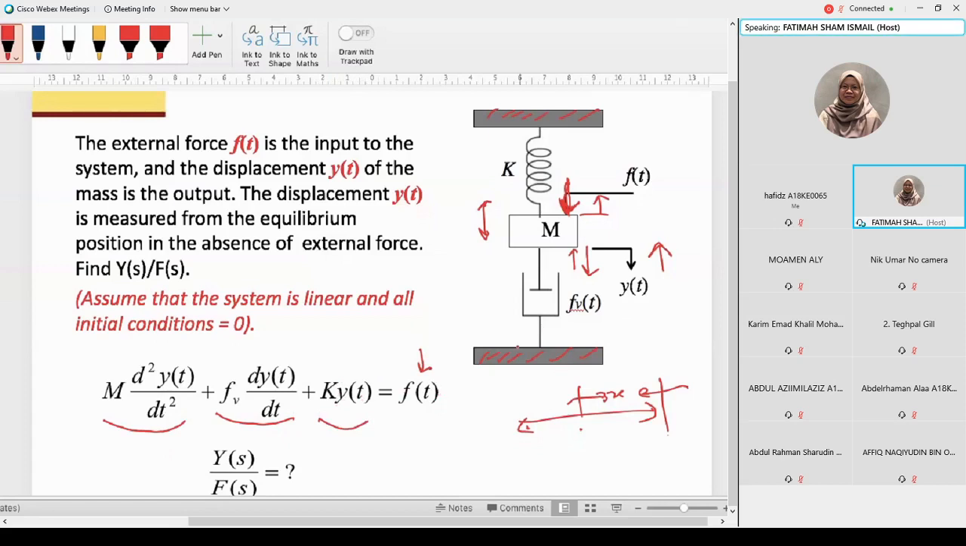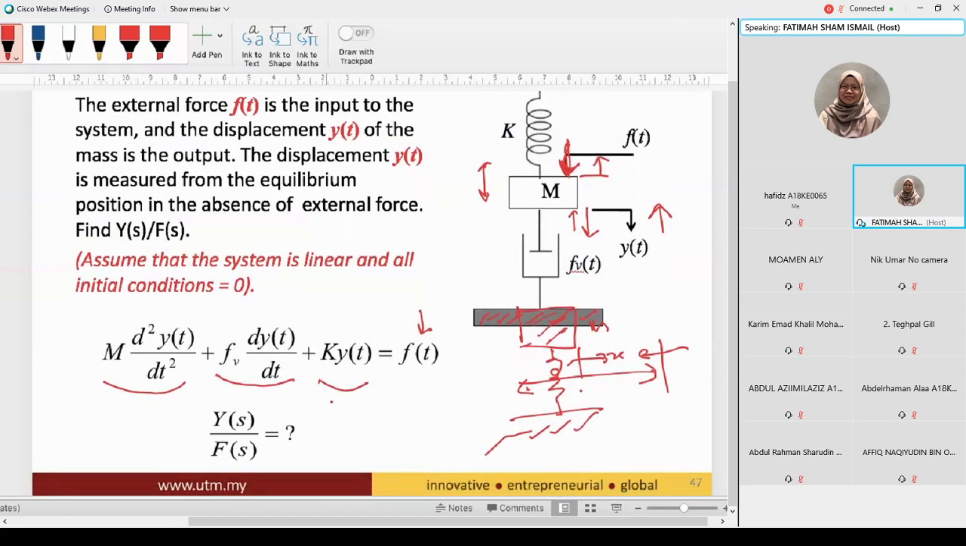If you have a few components here, we can make it M here, another M, and another spring, and then you put something here also. You can derive your own equation, but refer to the displacement. From M, you have another component and create another M and so on. So you can practice this one. And finally, what is Y(s) over F(s)? Meaning that you need to Laplace this equation, and finally group all the Y(s) and get Y(s) over F(s).